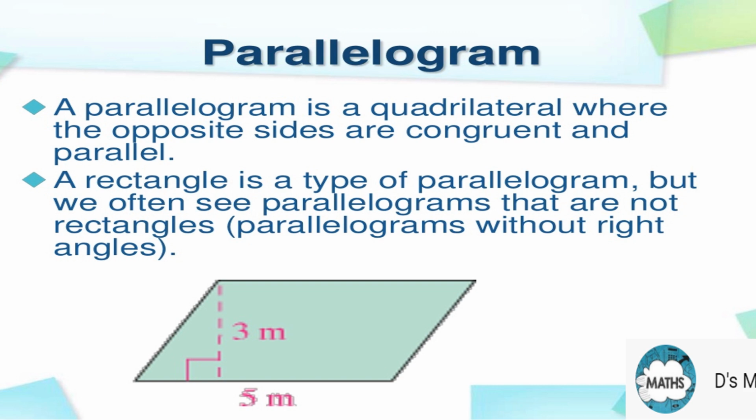As the name suggests, parallelogram. A parallelogram is a quadrilateral where the opposite sides are congruent and parallel. A rectangle is a type of parallelogram, but we often see parallelograms that are not rectangles, because we know that in rectangles all the inner angles are of 90 degrees, but in parallelogram all the angles are not of 90 degrees. This is the basic or big difference between the parallelogram and rectangle.